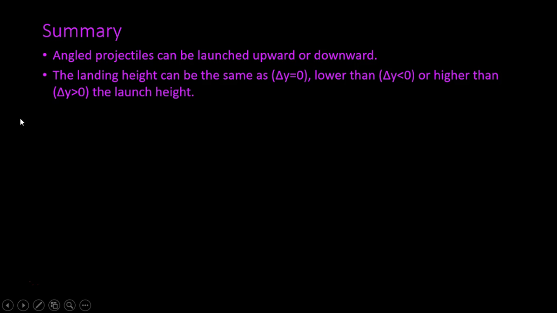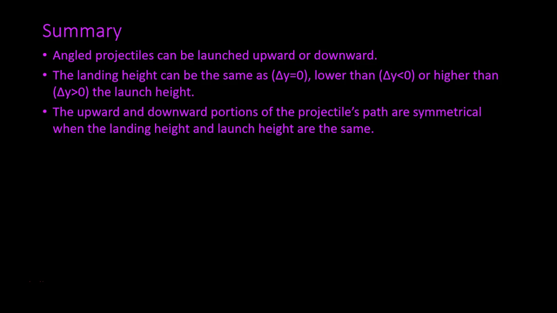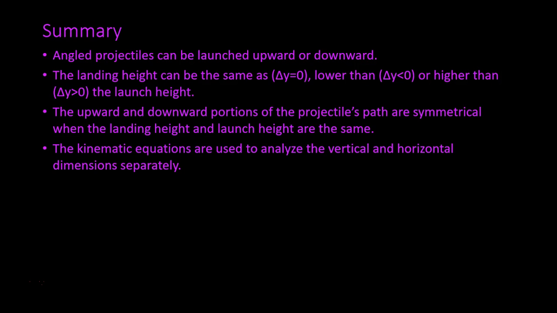This wraps up what we wanted to cover in angled projectile motion, so let's summarize what we learned. First, angled projectiles can be launched upward or downward. The landing height can be the same as, lower than, or higher than the launch height. The upward and downward portions of the projectile's path are symmetrical when and only when the landing height and launch height are the same.